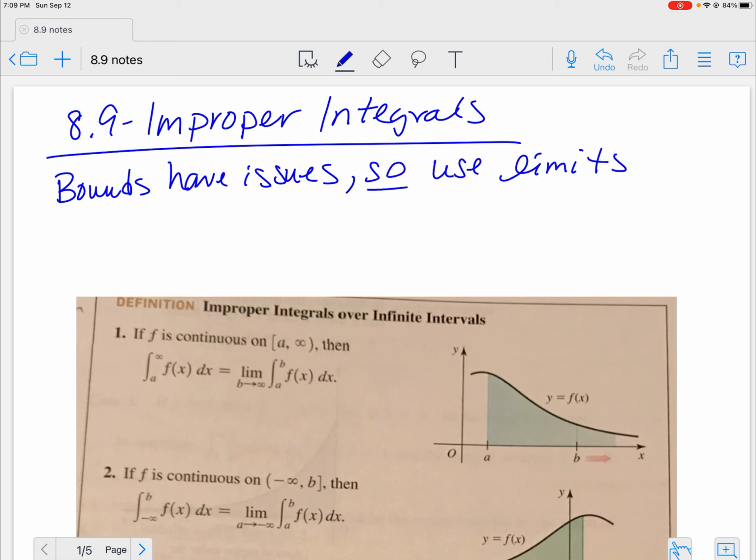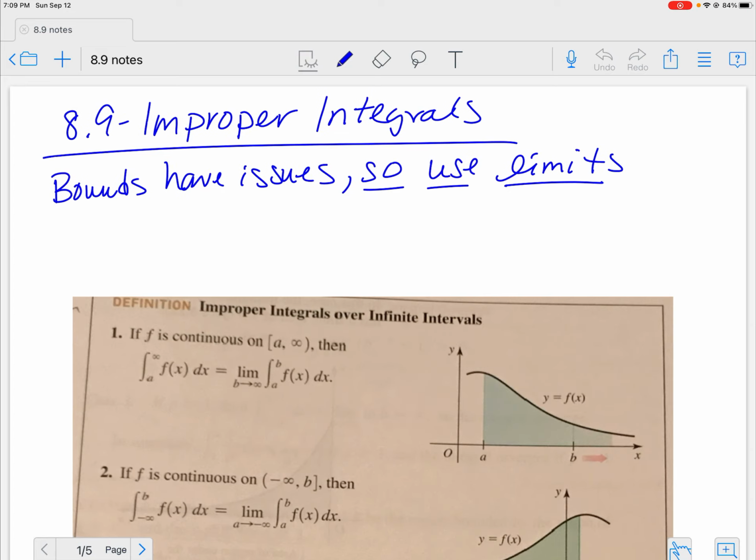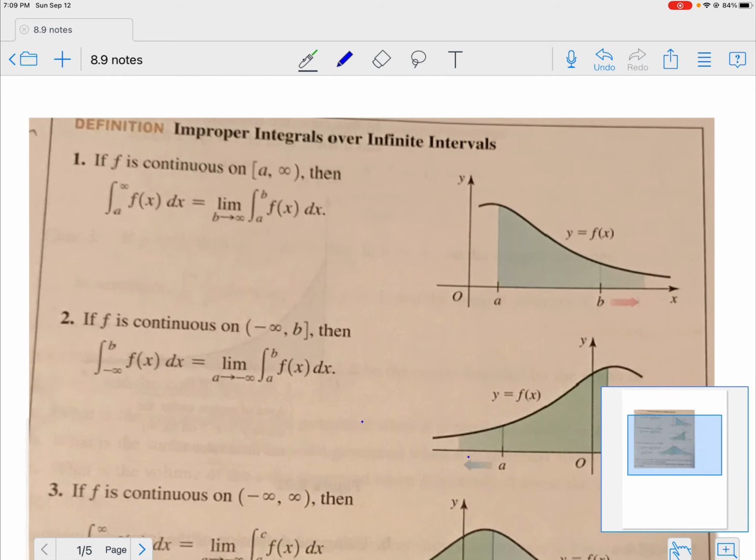And yes, you are going to use limits. Don't try to do this business in your head. Don't try to mess around with not doing proper notation. You are going to use limits here. So do it, because it will make an impact as we move forward. So the bounds have issues. That's what makes this improper with those bounds. Okay. So let's take a look at what's up.